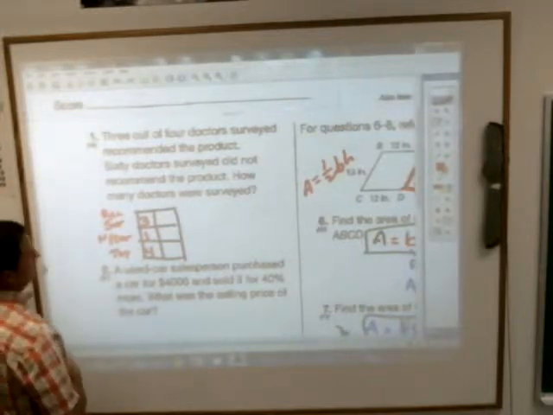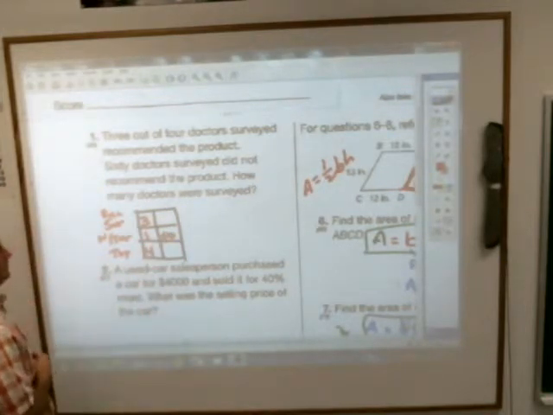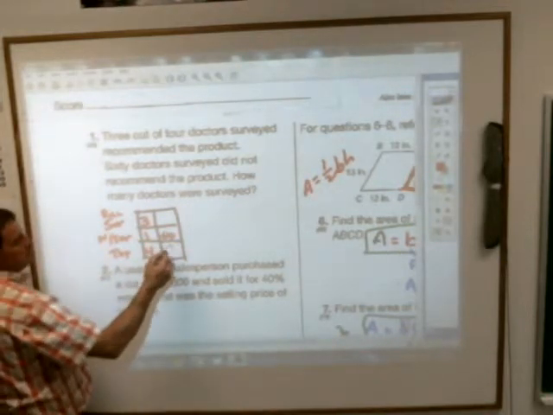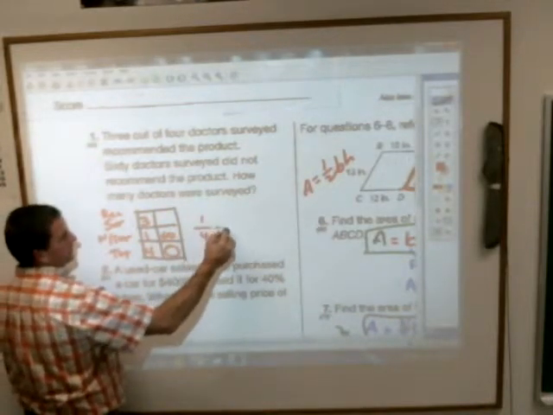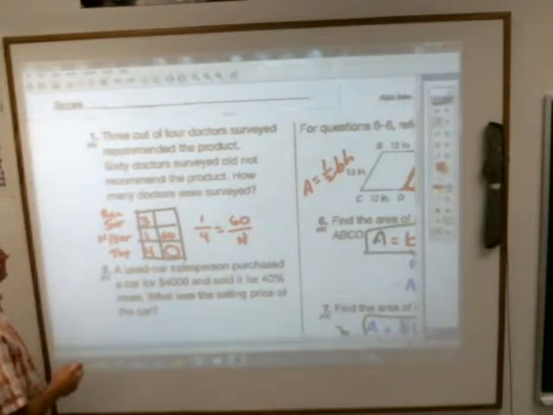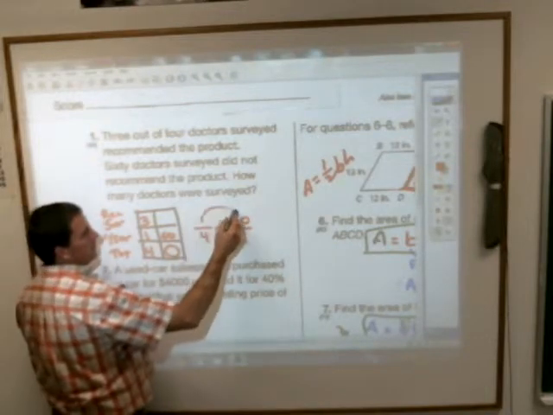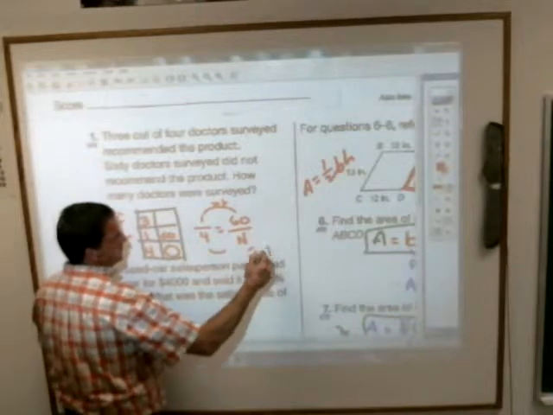60 did not recommend the product. How many doctors were surveyed? 1 out of 4 equals 60 over what number? What's that? 4 times 60 is 240.